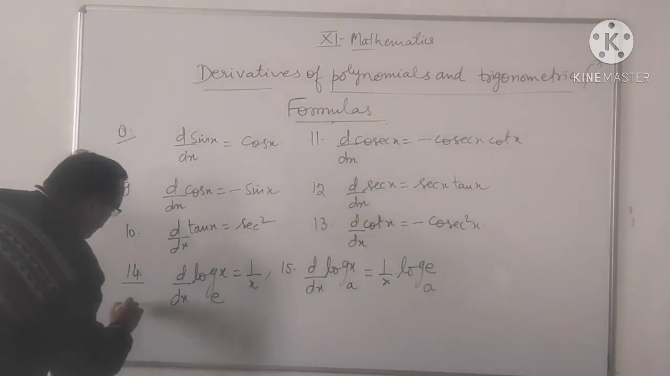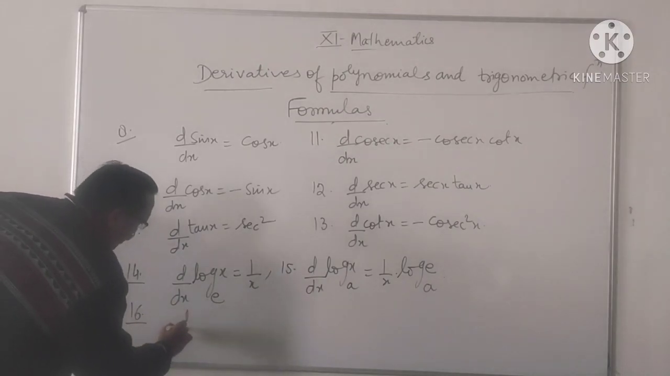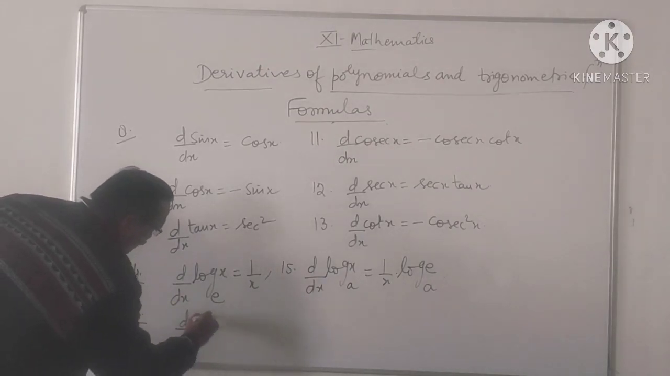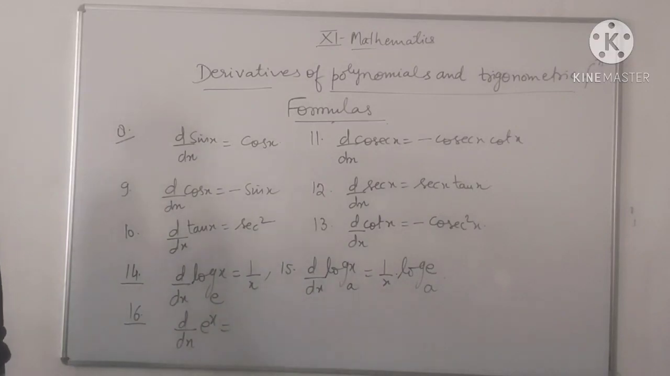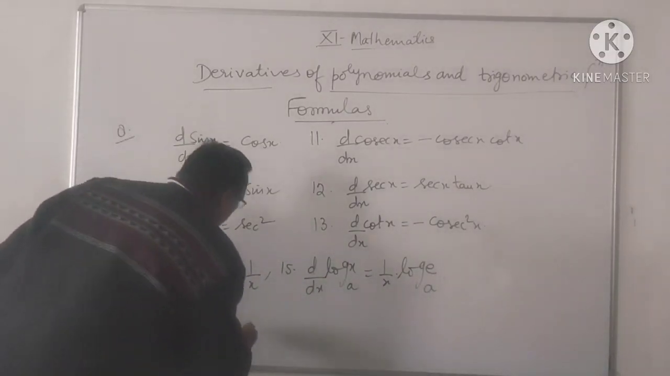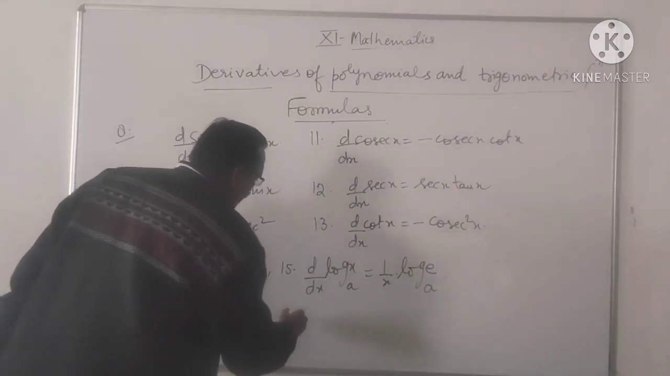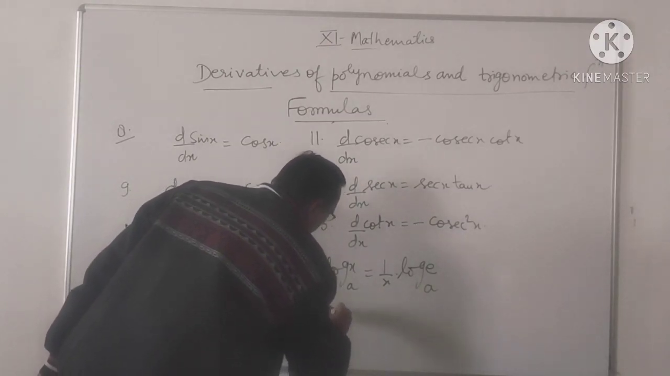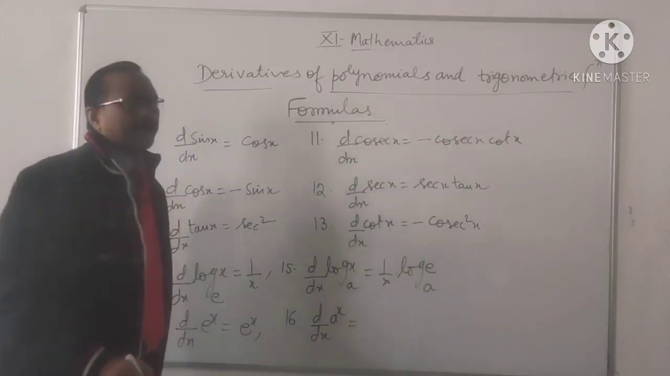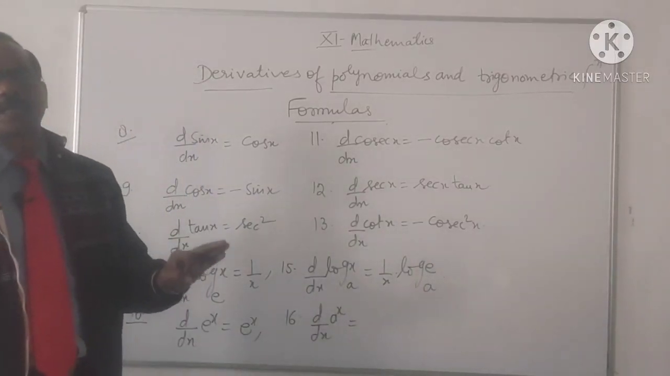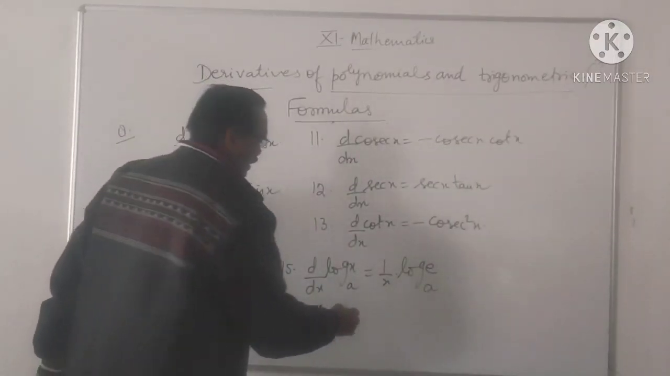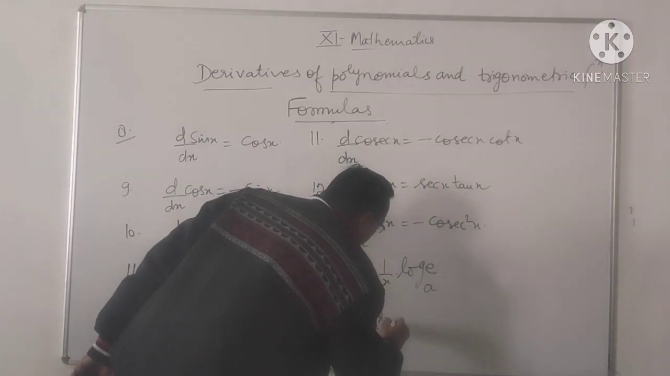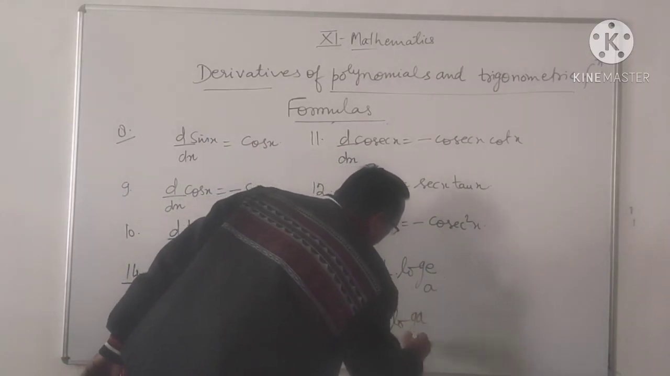Then there are some exponential functions, d over dx of e power x. E is the exponential function, so it is e power x. Formula number 16, d over dx of a power x. A power x is called the general exponential term. Its derivative is a power x into log a to the base e.